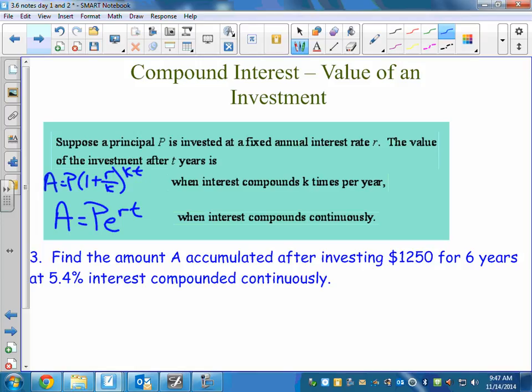E, R is your interest rate, T is time. We don't have to worry about how many times a year because it's continuously compounded. And so E takes care of that.